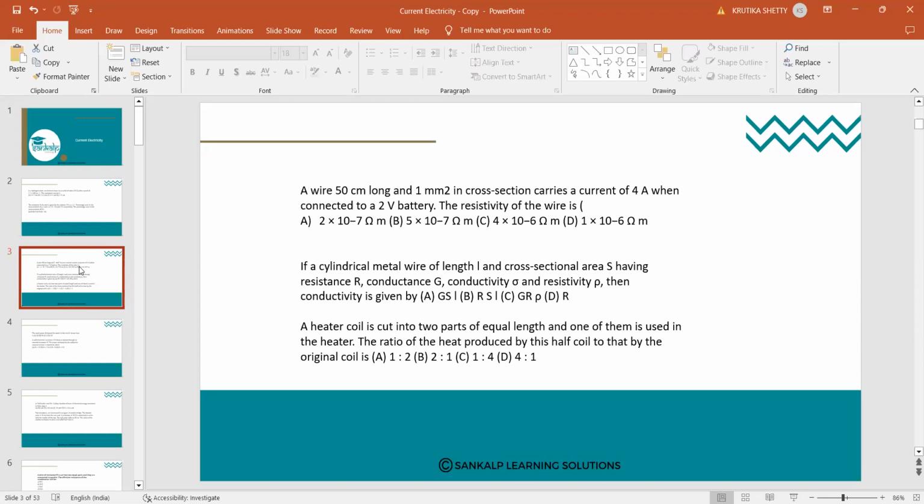See, here you have the three questions. A wire 50 centimeter long, 1 millimeter square in cross section, carries a current of 4 ampere when connected to a 2 volt battery. The resistivity is, so you can do this directly.